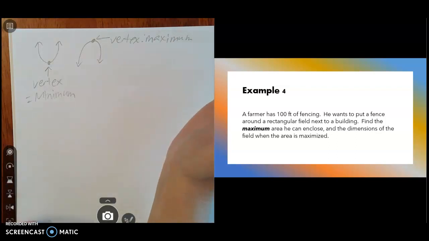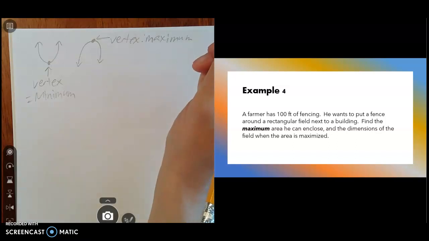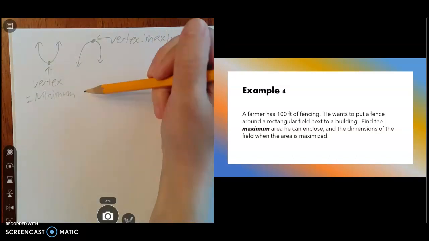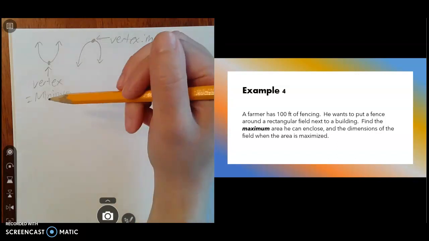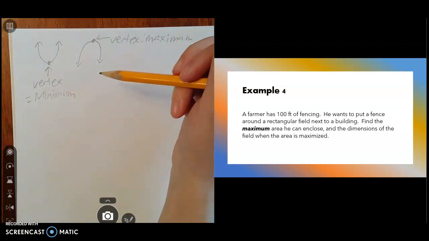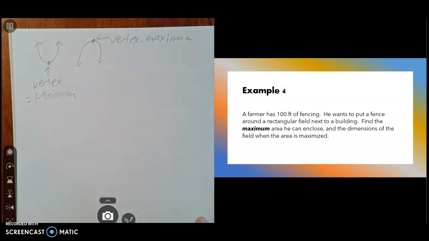So you do have to pay attention to the context of the problem to figure out which one they're looking for, just to figure out in the context of the problem, what is your x and what is your y, okay? So let's work through some of these.